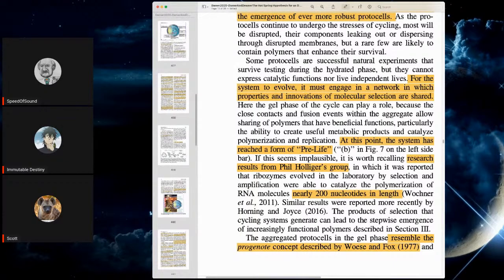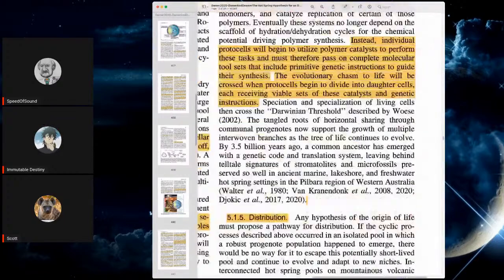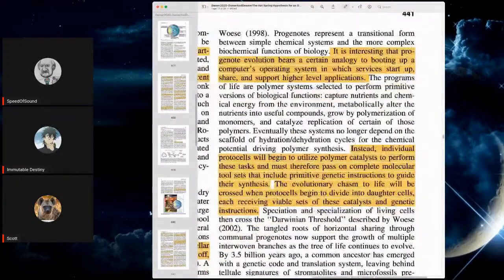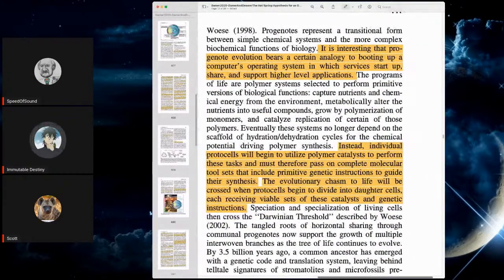The aggregated protocells in the gel phase resembled the progenote concept by Woese and Fox, 1977, and Woese, 1988. Progenotes represent a transitional form between simple chemical systems and the more complex biochemical functions of biology. It is interesting that progenote evolution bears a certain analogy to booting up the computer's operating system, in which services start up, share, and support higher-level applications.